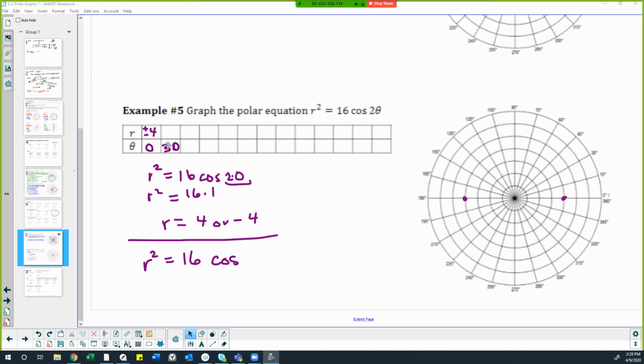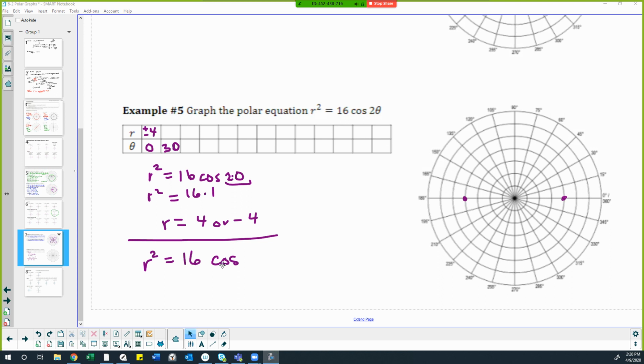All right, so far we've plugged in a 0, which gave us cosine 2 times 0, and cosine of 0 is 1. 16 times 1 is 16. So if r squared equals 16, then r is either positive 4 or negative 4. So we actually have two different points on that same angle, because 0 degrees goes this way, but we have a positive 4 point and a negative 4 point.